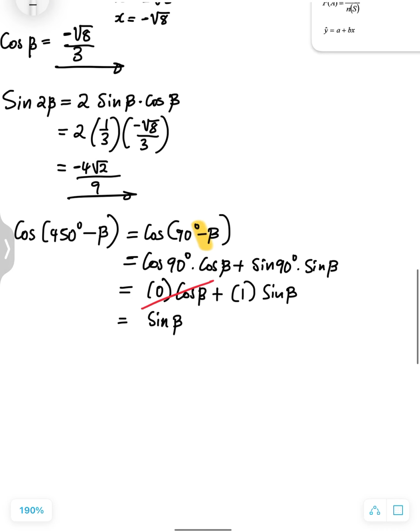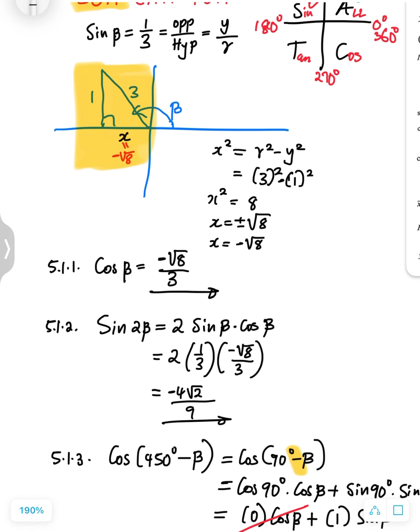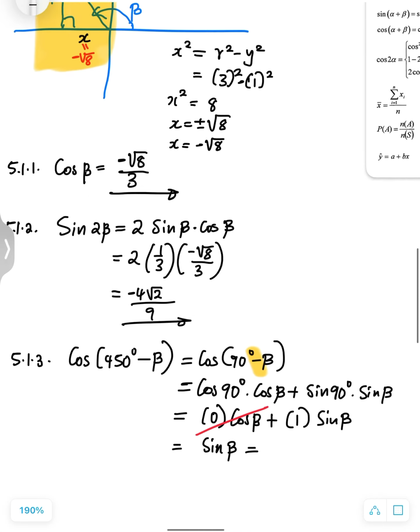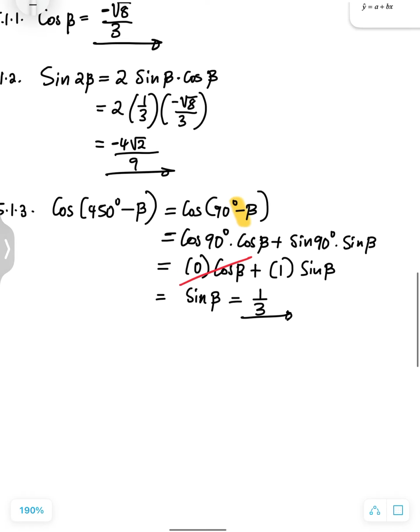Now, what is sine beta? Using the diagram again, that is opposite over hypotenuse, which is 1 over 3. So that is the answer for this question, 1 over 3.